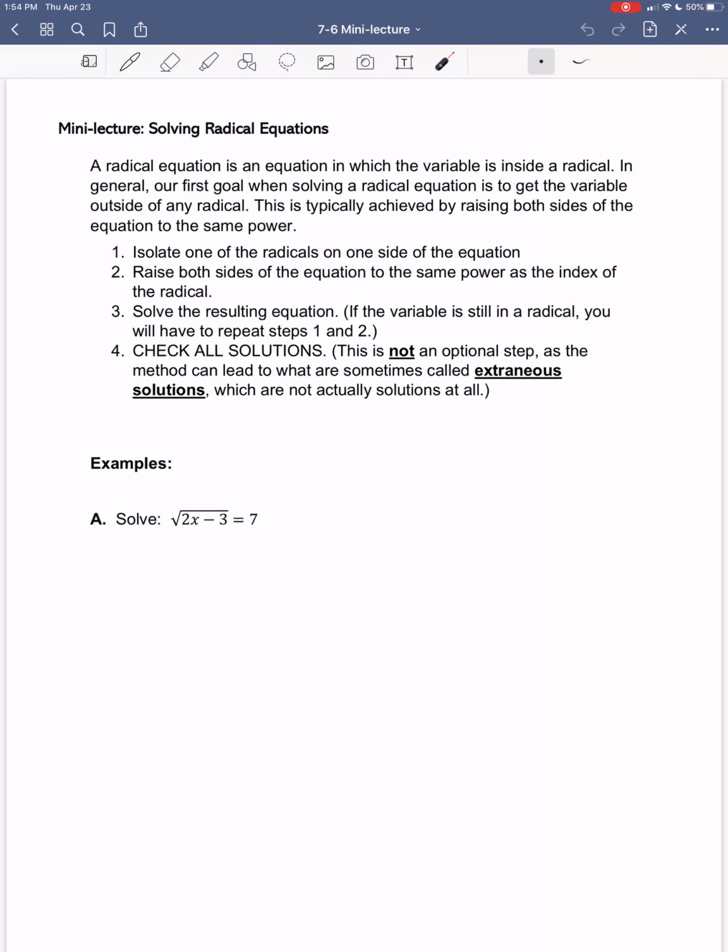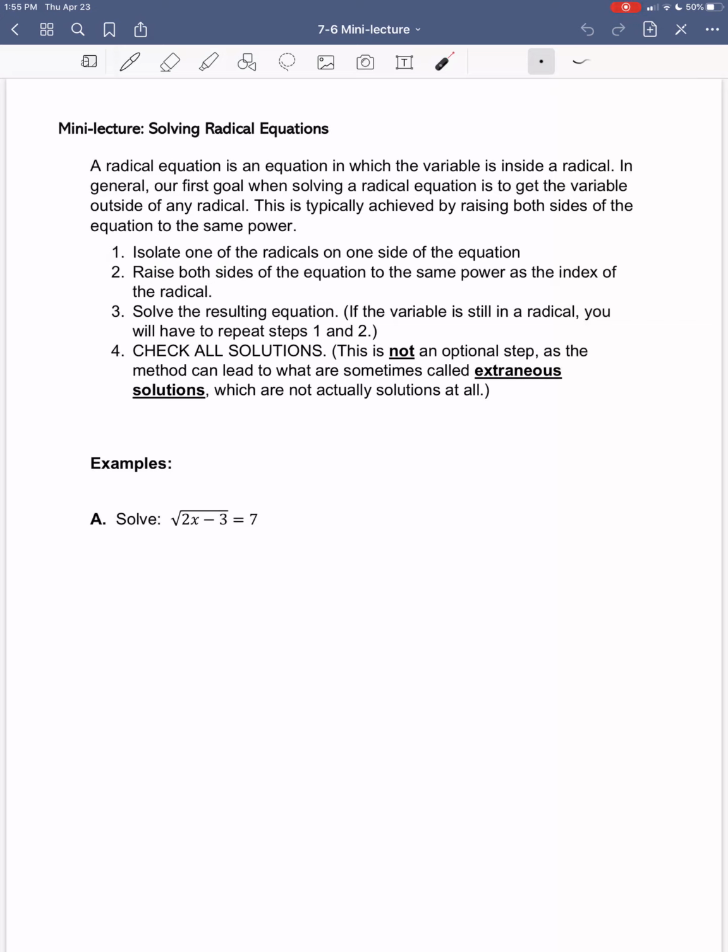Let's talk a little bit about solving radical equations. A radical equation is just an equation where the variable is inside a radical. In general, our first goal when we're solving a radical equation is to try to get the variable outside of that radical. The way we typically do this is by raising both sides of the equation to the same power.